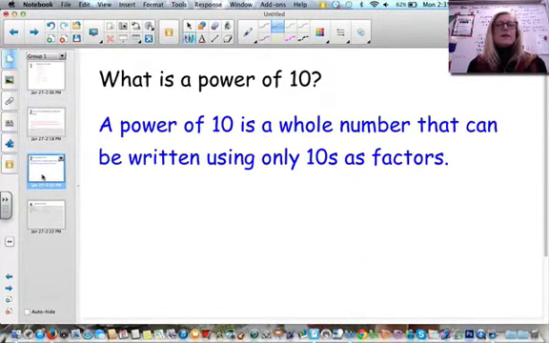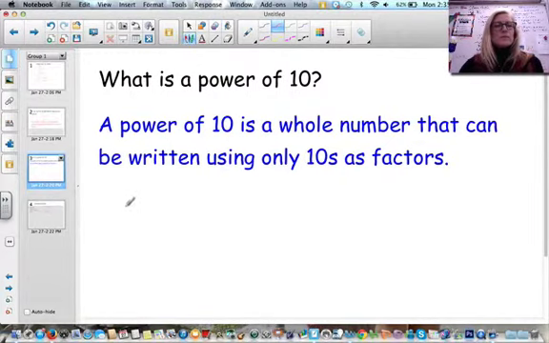Skip to the next slide. So, what is a power of 10? A power of 10 is a whole number that can be written using only tens as factors. It doesn't work with other numbers, but if you have a number that is a whole number and can be written using only tens as factors, we can create powers of 10.